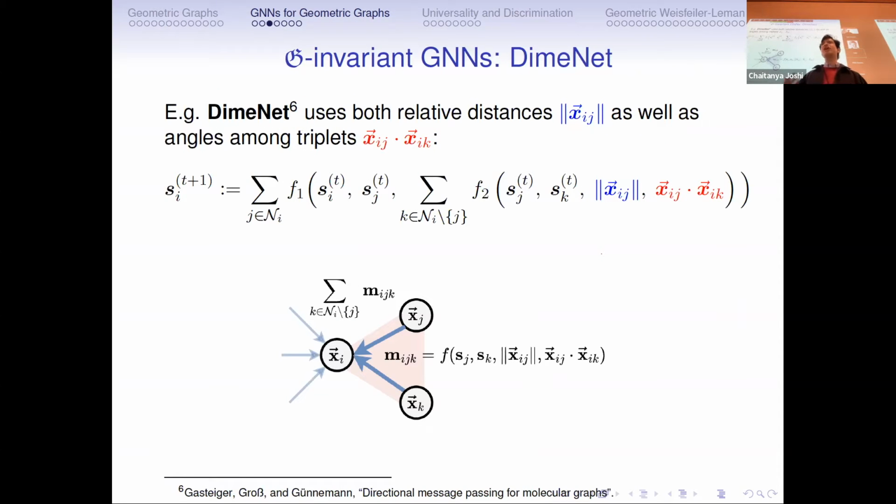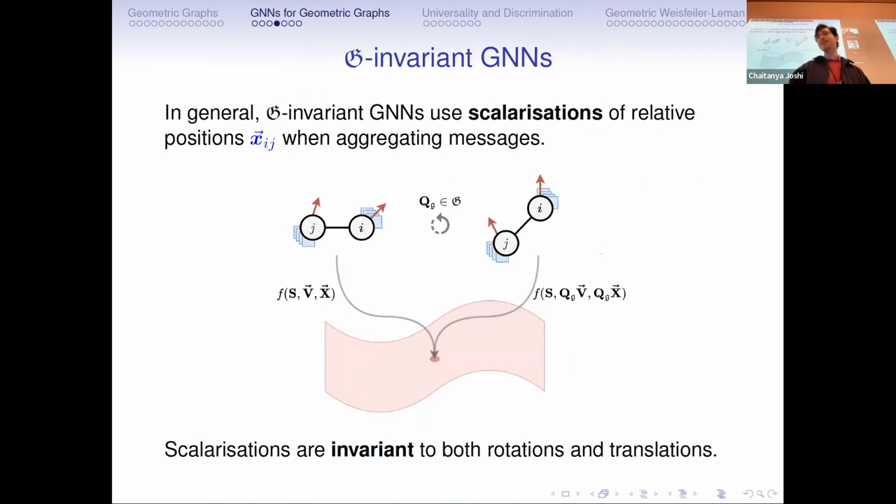Similarly, you could start building messages among triplets and using angles. This could potentially be more powerful, and models do this. And this gives us a general class of models which use some scalarization of the relative positions. So you basically need to ensure that how you scalarize your geometric information is invariant. That way, these models ensure that you map to the same output for different rotated versions of your input.